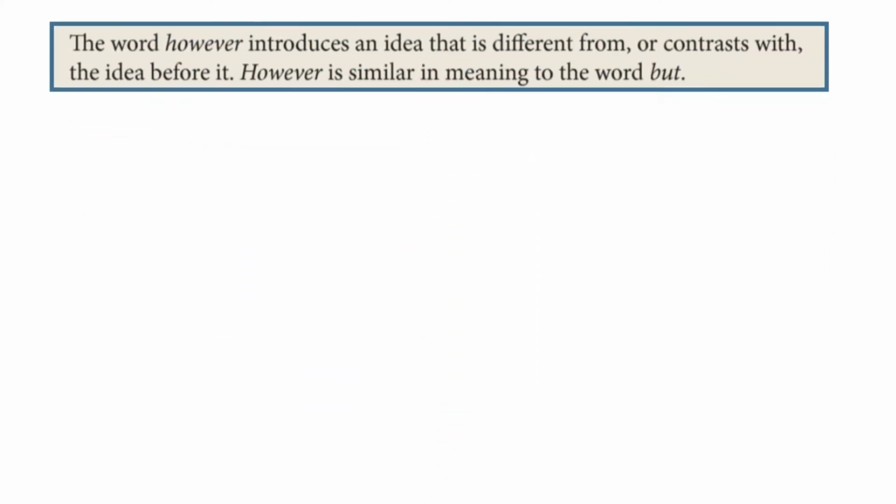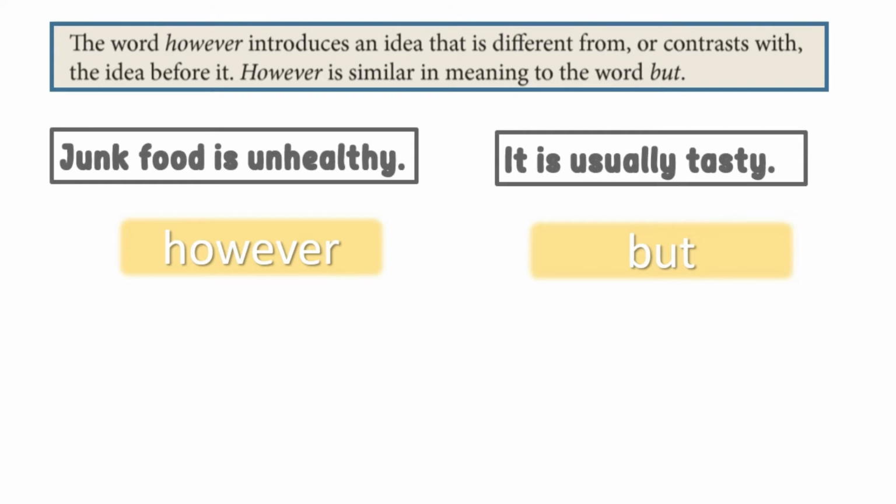However introduces an idea that is different from or in contrast with the idea before it. It's very similar to the word but that we've studied before. So for example, here we have: junk food is unhealthy. That's one sentence. And the second sentence: it is usually tasty.